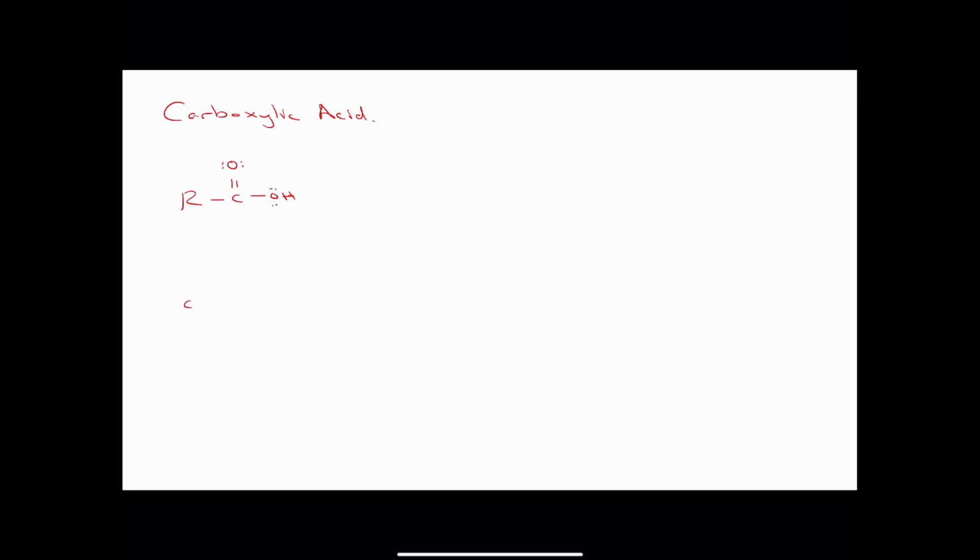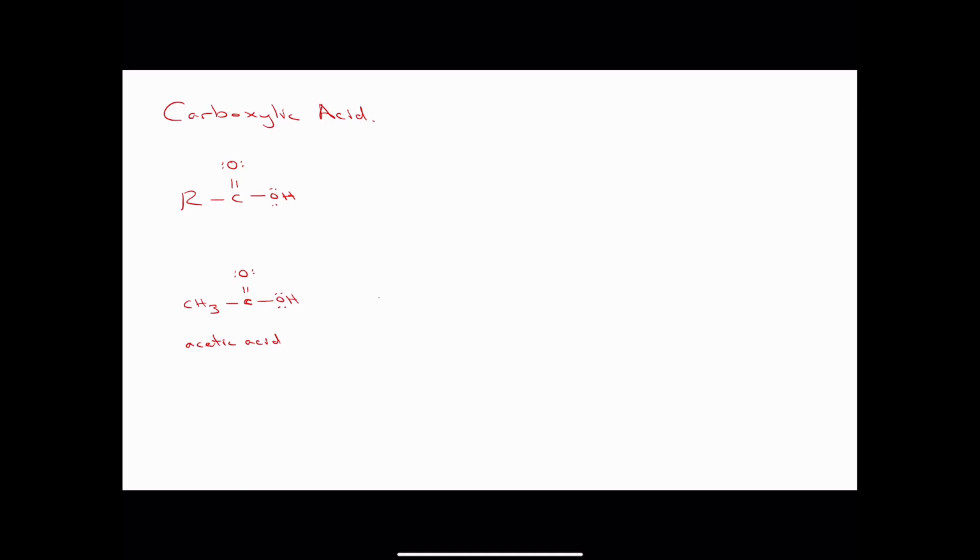And a common carboxylic acid is, if I replace that R, if I just have a methyl group here, so I have my carbonyl and I have my hydroxyl here, all bound to this same carbon here. This is called acetic acid. Acetic acid is one of the components of vinegar.